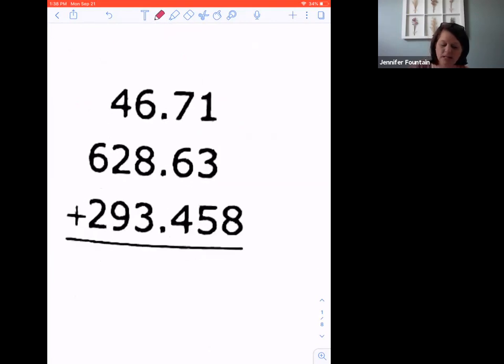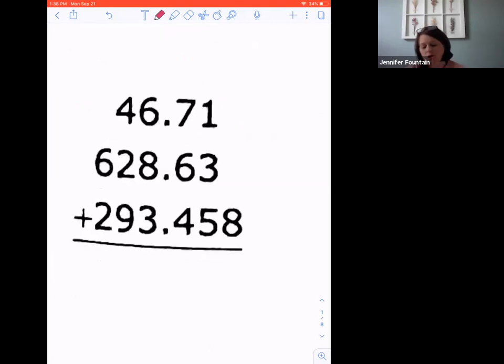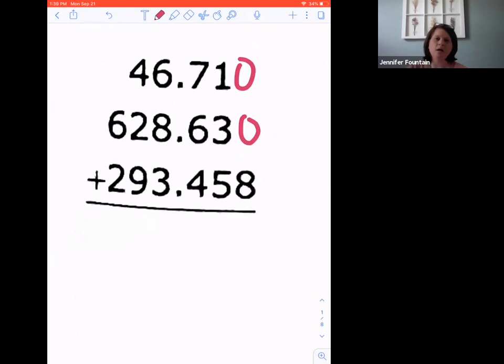Now I want you to go ahead and take a look at this one. Notice that I've got an 8 that sticks out at the bottom, so I'm going to go ahead and put my placeholder zeros in. And I want you to go ahead and work that one. Go ahead and add up 46 and 71 hundredths plus 628 and 63 hundredths plus 293 and 458 thousandths. Go ahead and add that one up.